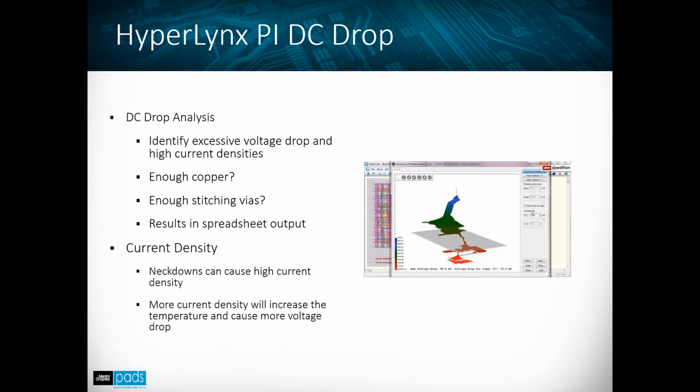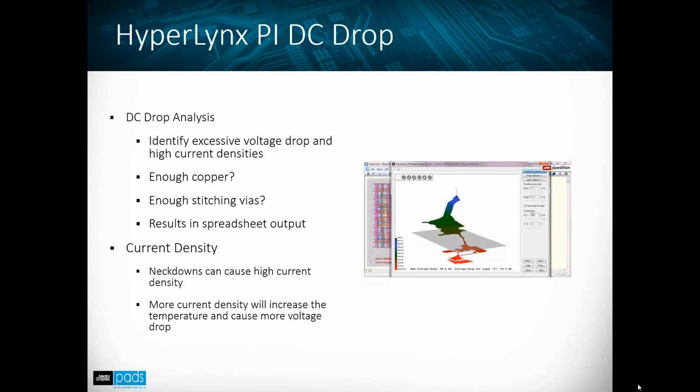So why is high current density an issue? It can very quickly increase the temperature of the board. With the increase in temperature of the board or the plane itself, the resistance will increase, thus causing more DC drop. Current density is mostly caused by, again, neck-downs and not enough copper for the current to flow through. So obviously that's going to cause some high current density through those areas of the plane.